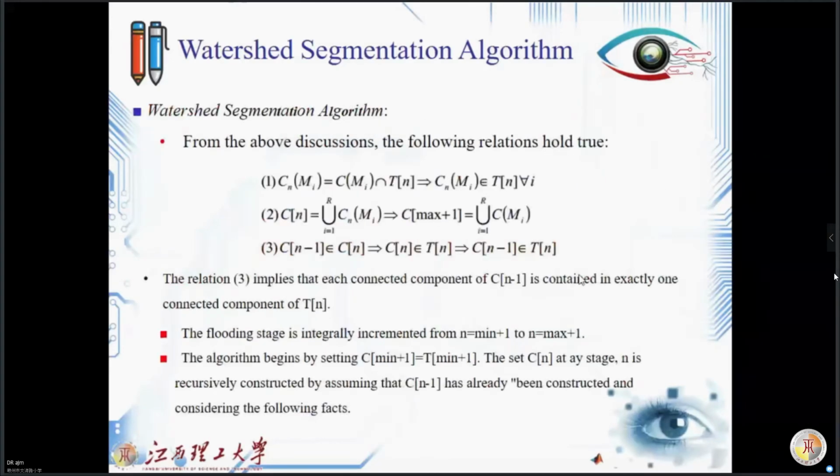Then for this algorithm, from the above discussion, we hold this theorem or equation, which implies that each connected component of CN-1 is contained in exactly one connected component of TN, and the flooding stage is incrementally performed from N equals min plus 1 to N equals max plus 1. The algorithm begins by setting C(min+1) equal to T(min+1), and the set CN at any stage N is recursively constructed by assuming that CN-1 has already been constructed, and considering the following fact of the algorithm.